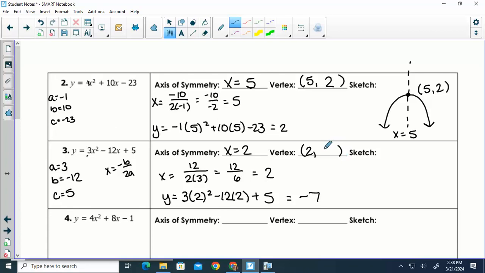We get negative 7. So on my graph, does it face up or down? Up. And I know that because this term is positive. So your graph, you're drawing me an upward parabola. You label this point with the ordered pair for your vertex, so 2, negative 7. And the axis of symmetry, we label that x equals 2.